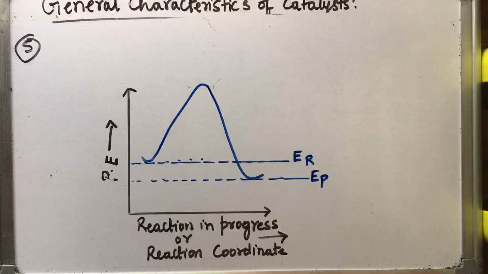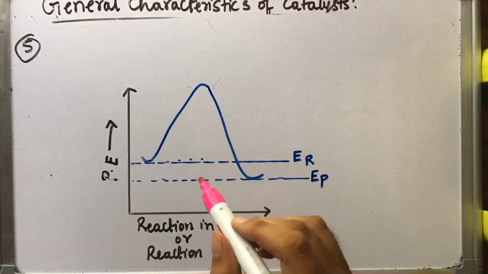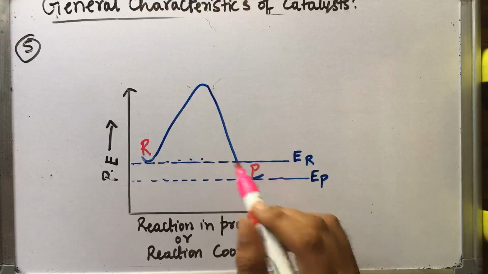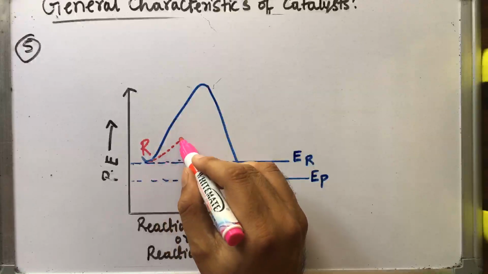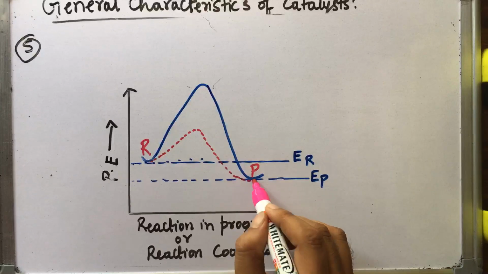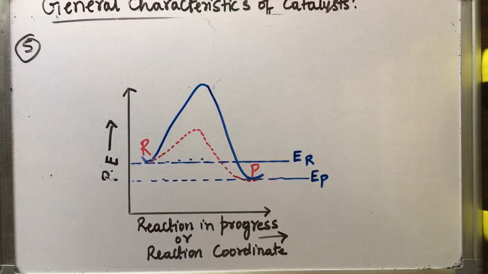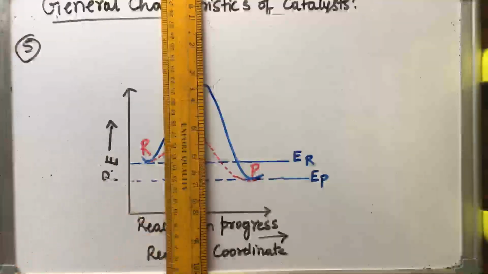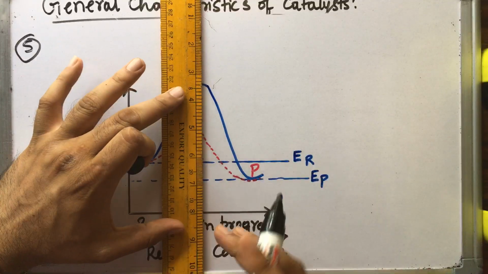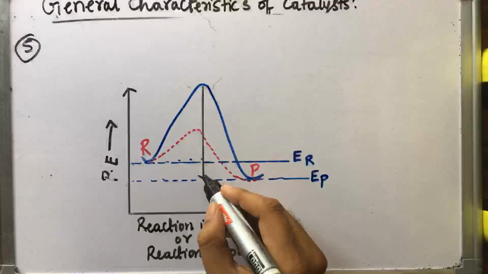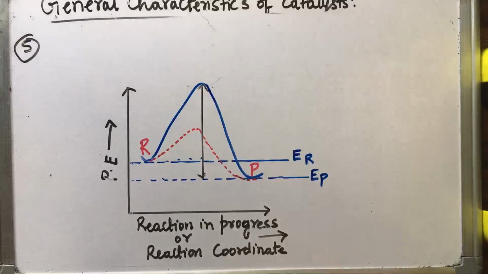In the presence of a catalyst, the reaction totally proceeds in an alternate path. Let me call this the reactant. Let me call this the product. So it would move in an alternate path where the activation energy of the reaction is less. Now I can say that this is called EA. Let me write it here, students. This is called activation energy, EA, in the absence of catalyst.